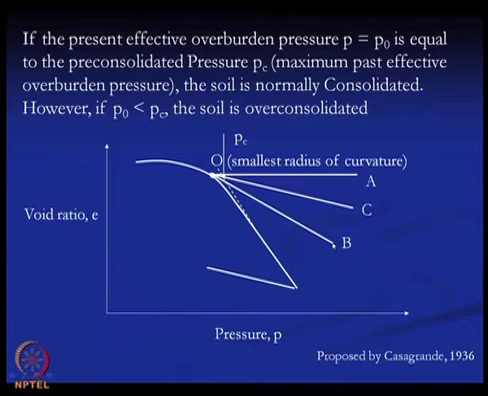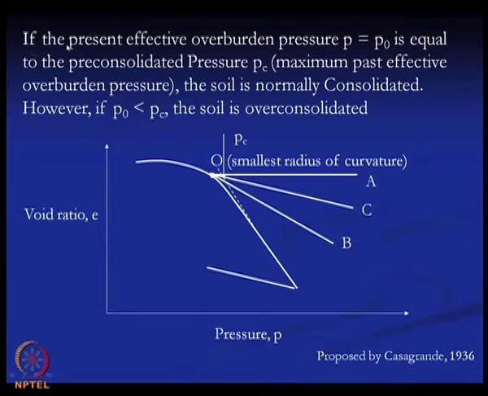Then draw another line OC such that it bisects the angle AOB. Once we get the OC line, the next step is to extend the straight portion of the loading curve and identify the point where the straight portion of the loading curve and this bisecting line intersect. The pressure corresponding to that point is called the over consolidated pressure, or maximum past effective overburden pressure.